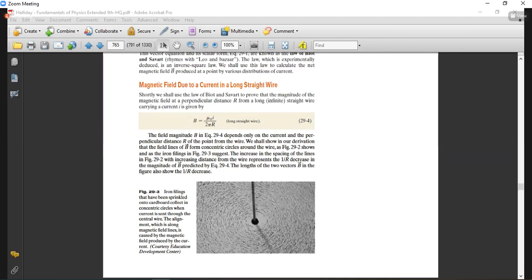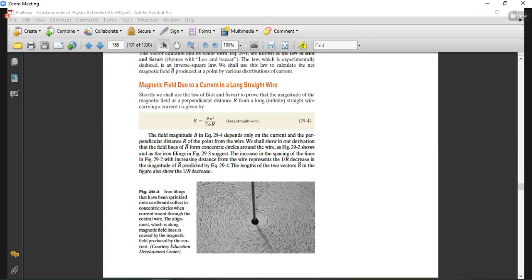Here they are giving a practical example: they have taken a straight wire and in the surrounding they have used iron filings placed on cardboard. When the current passes, it will obviously create a magnetic field. When it creates the magnetic field, these iron filings readjust themselves into a circular form. So why are they in the circular form?